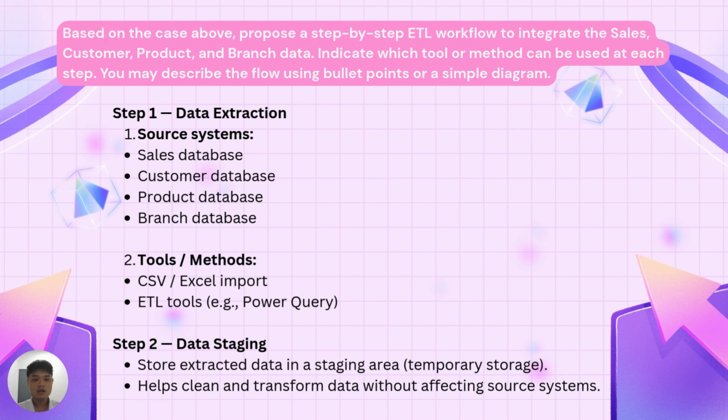So the question: propose a step-by-step ETL workflow. So step one, which is data extraction, we use four source systems, that is sales database, customer, product, and branch, and we use CSV and Excel import to import the data, and we edit the data in Power Query. And step 2 is data staging. We store extracted data in a staging area to help clean and transform data without affecting the source systems.